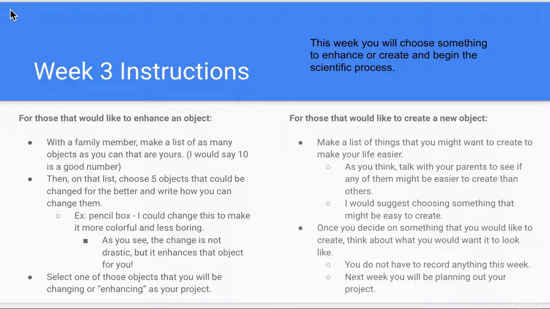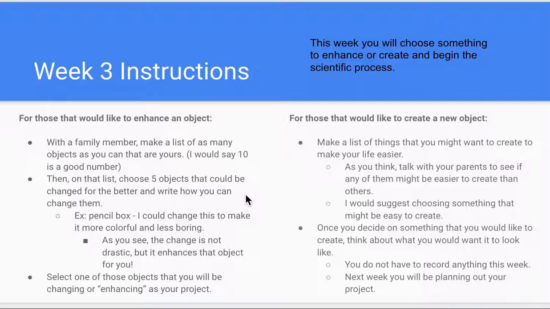So first I want to go over what those people that are going to enhance an object should be doing. First of all, with a family member, make a list of as many objects as you can that are yours. And I would say 10 is probably a good solid number. Then on that list, I want you to choose 5 of those objects that could be changed for the better and write how you can change them.